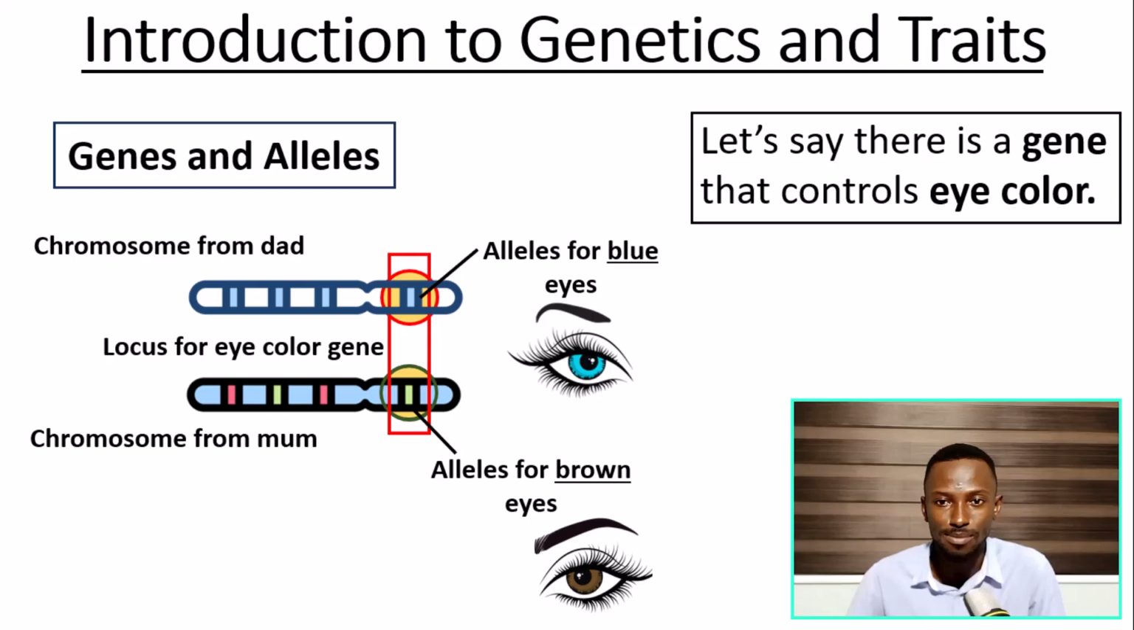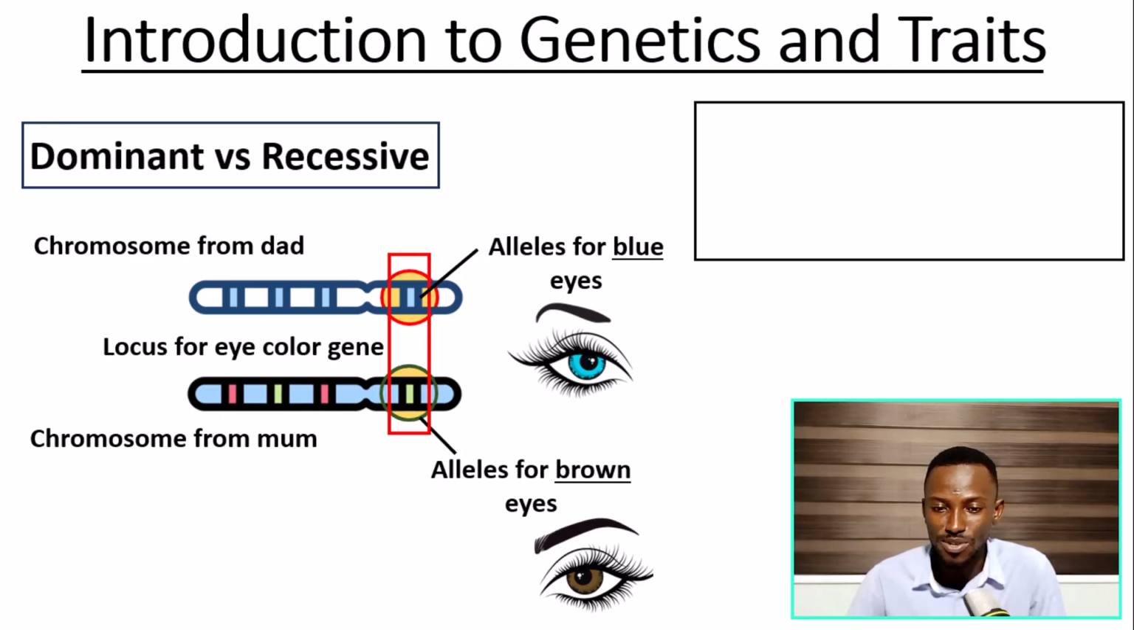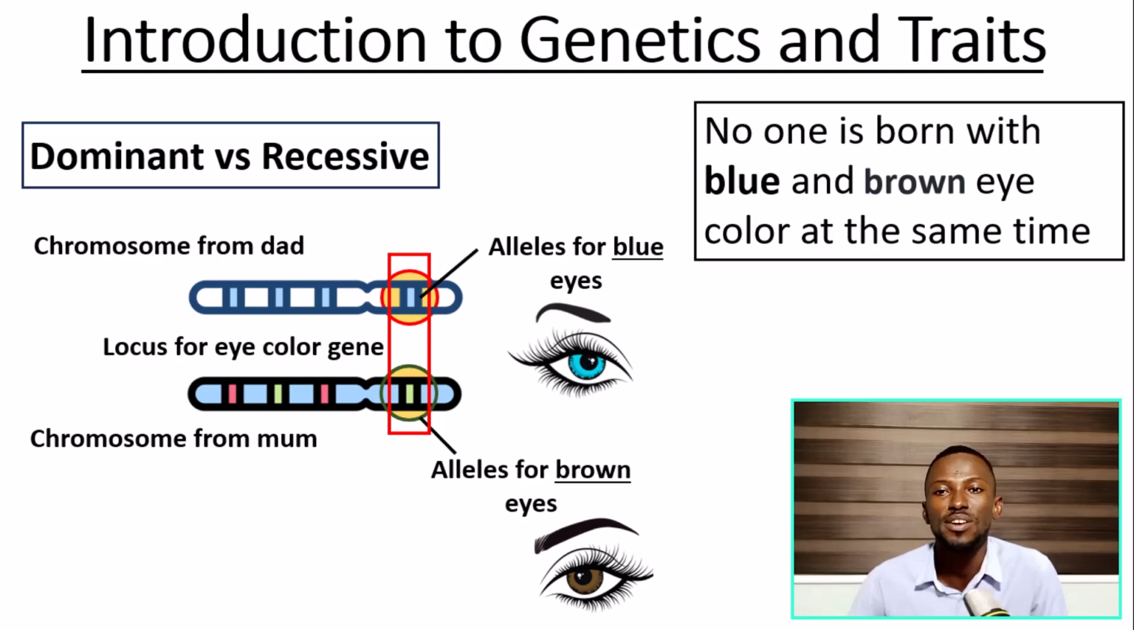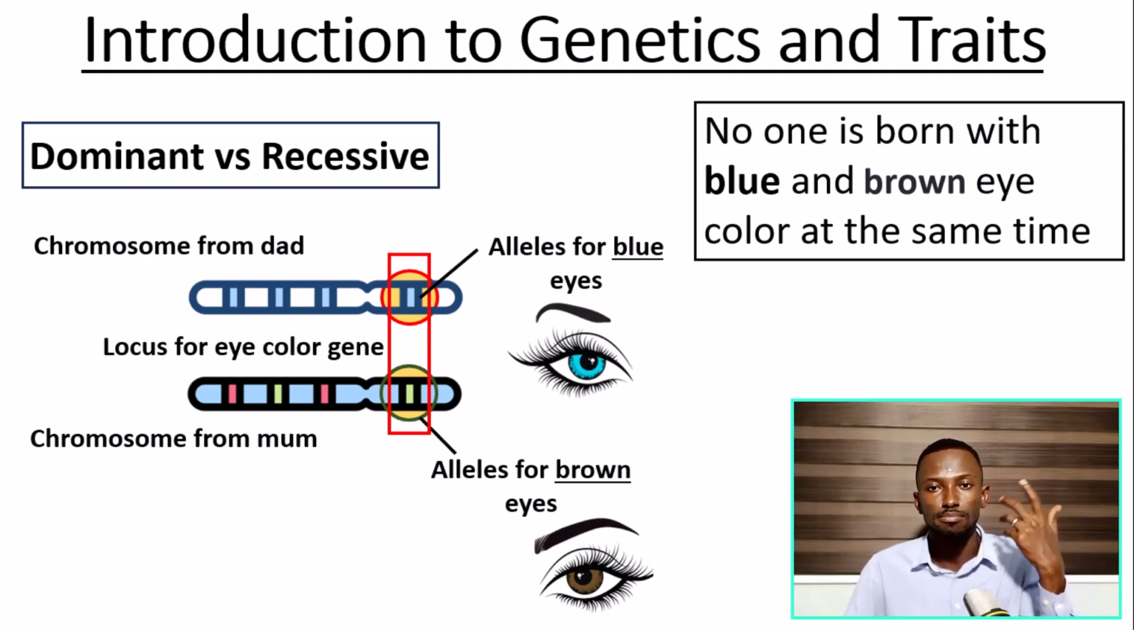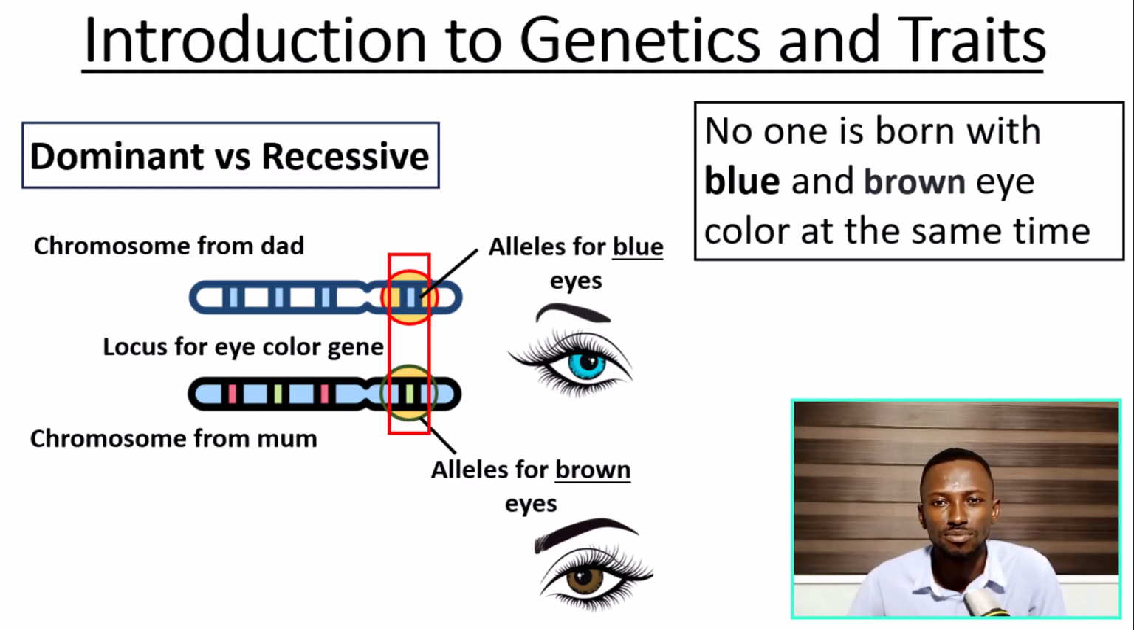So that's how it happens. But you would agree with me that no one is born with blue and brown eyes at the same time. Imagine the left eye being brown and the right eye being blue. That is not how it should be normally. So the two eyes can be blue or the two can be green. But you'd agree with me that the father gave blue, the mother gave brown. But why is it that only one of them will show?